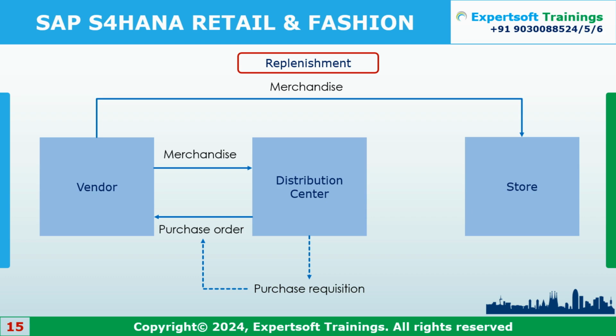Replenishment, as I said, is the equivalent of requirement planning. It will ensure the products are not stocked out at the store, because it is very important to hold the inventory at any point of time at the store. And replenishment planning gives us the control of ensuring that the right products are ordered at the right time to avoid any kind of stock out situation.